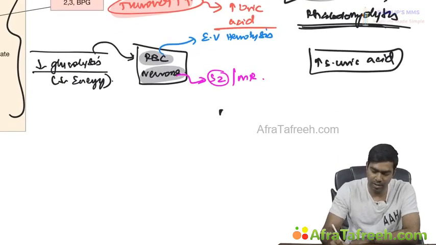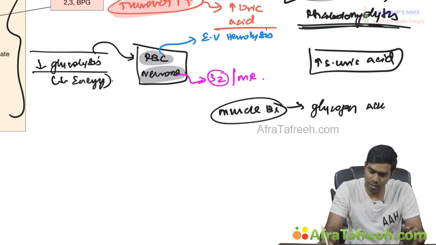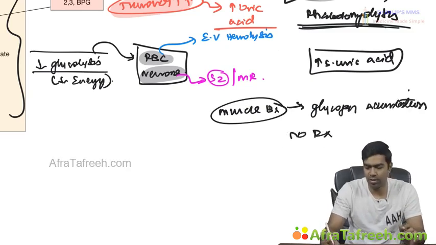And diagnosis wise, you can do a muscle biopsy where you see glycogen accumulation. There is no treatment for this disorder. There are no enzyme replacements also. Gene therapy is in the pipeline, but I don't think it's going to be of any use in the coming future at least.